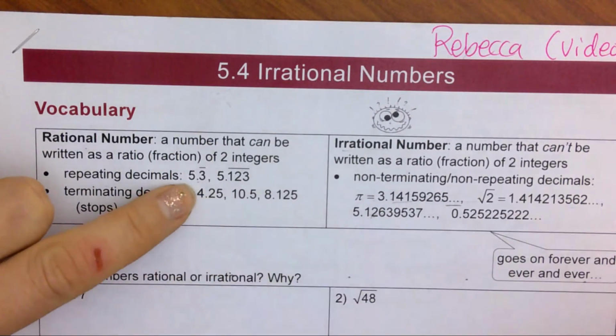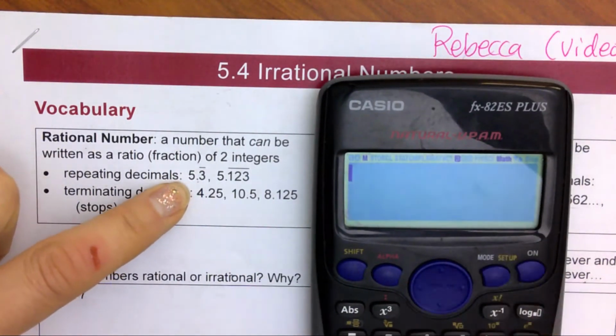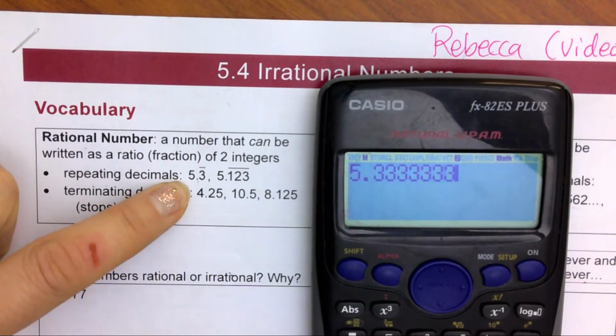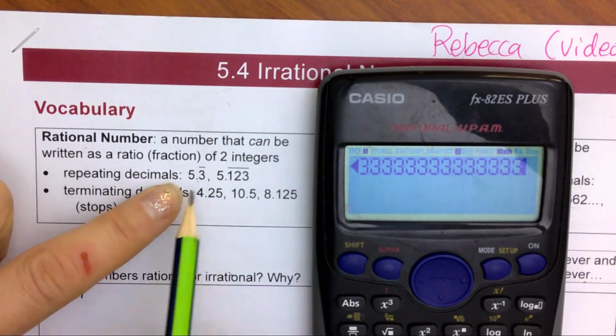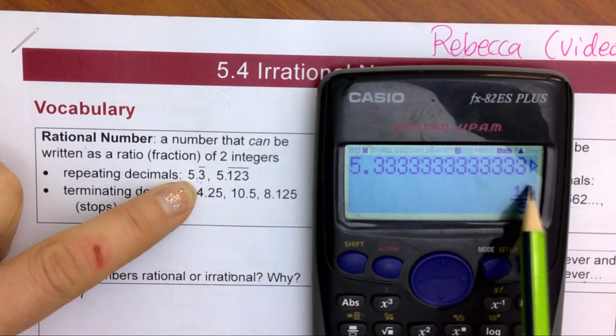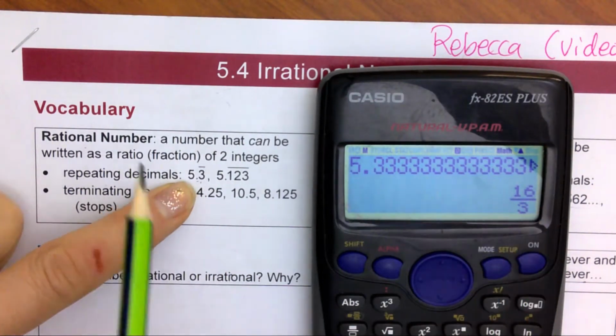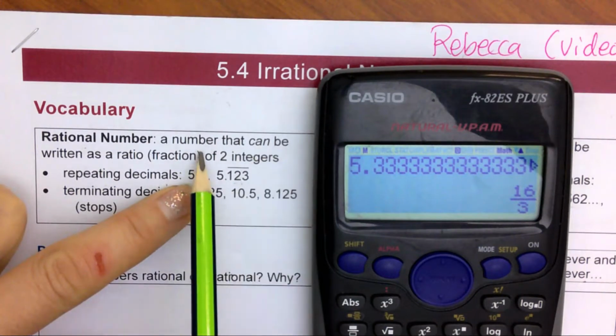So how do I put 5.3 with this little hat in my calculator? I have to go 5.333333333333333. Keep putting lots of threes because it repeats. So anything that repeats, when I push equals, it turns into a fraction. Okay? So any repeating decimals can be made into a fraction.